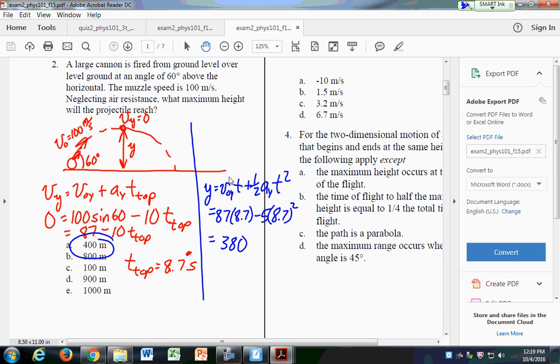In fact, I recommend that you write the equations on your form at the beginning, so you sort of have them there right in front of you. There aren't that many. There's 4 or 5 equations that we've been using all semester. Find your time, and then you can find the y position at that time.